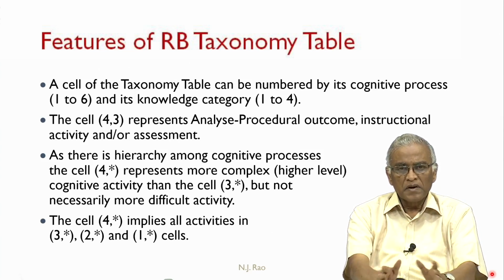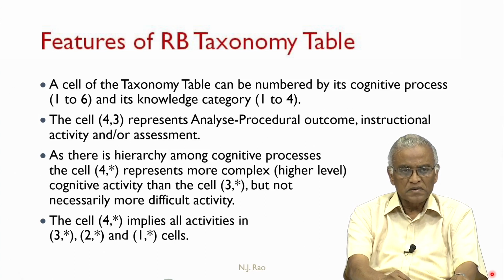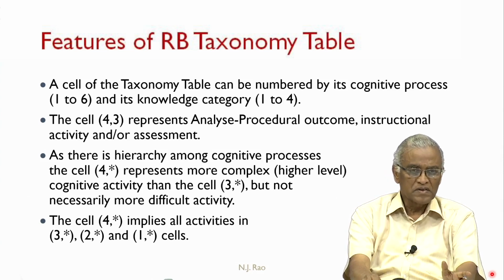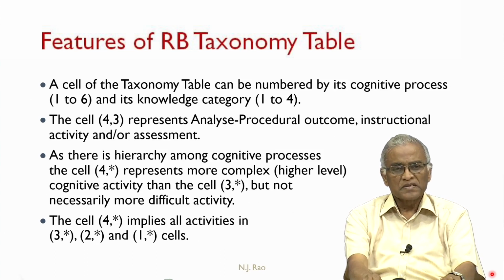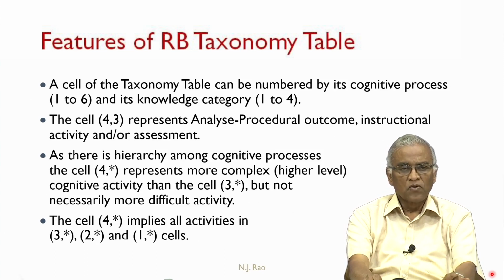It can be numbered by the cognitive process and the knowledge category. That means it can have 1 to 6 cognitive levels and 1 to 4 knowledge categories. For example, the cell 4, 3 represents analyze and procedural outcome or instructional activity or assessment. The cell itself has an address 4, 3.